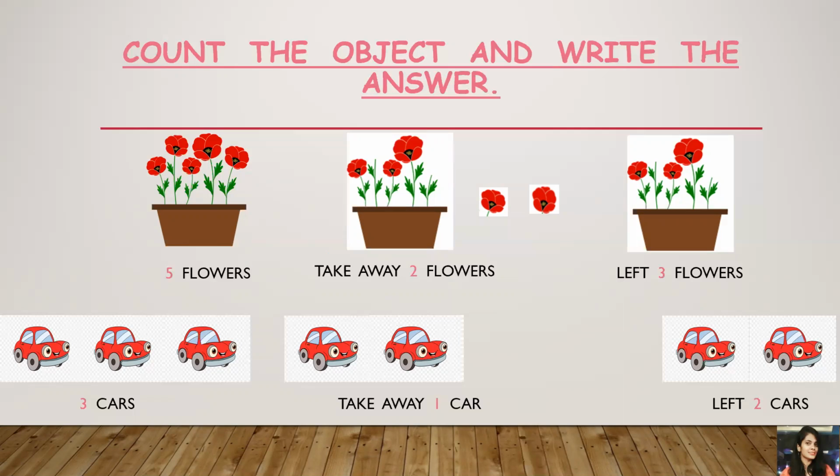3 cars are there in the parking area. One is of Mr. Sharma, second one is of Mr. Verma, and third one is of Mr. Rai. After some time, Mr. Rai has taken away his car to the office. So there will be only 2 cars left in the parking area. So in that way, we have done the subtraction of objects.